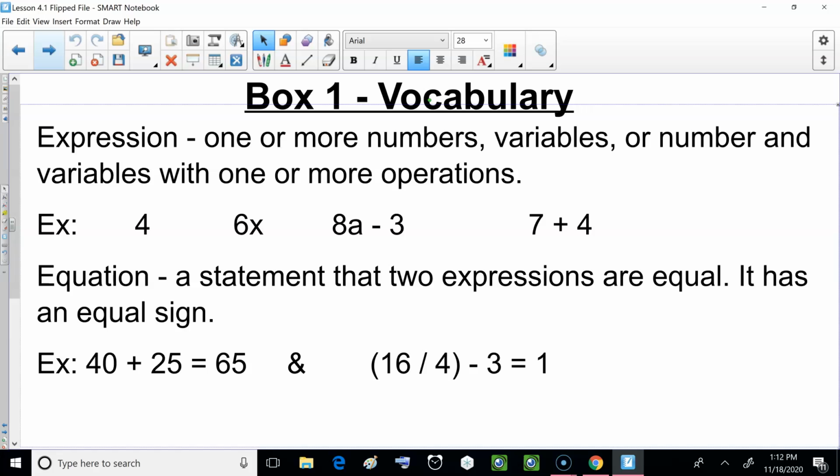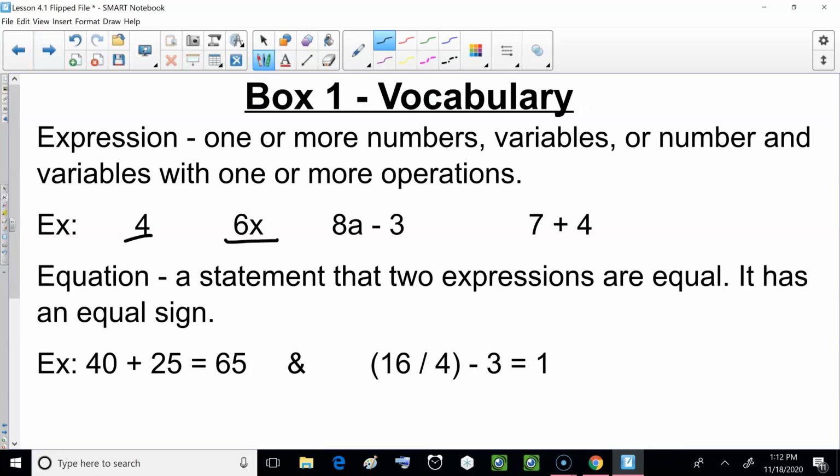First, with the new lesson, we have some new vocabulary words that we're going to want to use, and we need to write these down. Expression. What is an expression? It's one or more numbers, variables, or numbers and variables with one or more operations. As you can see, we just have a 4. That would be an expression. 4x, so there's a number and a variable. Here you have 8a minus 3, and you have 7 plus 4.